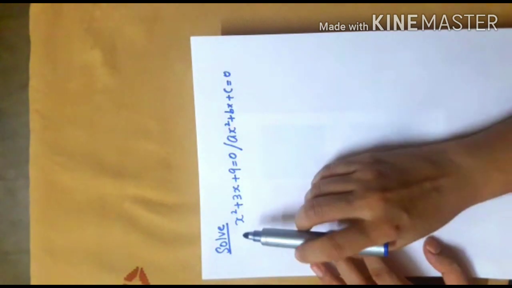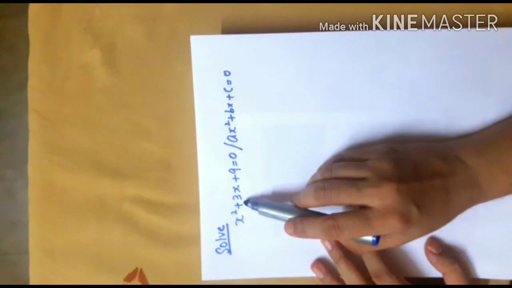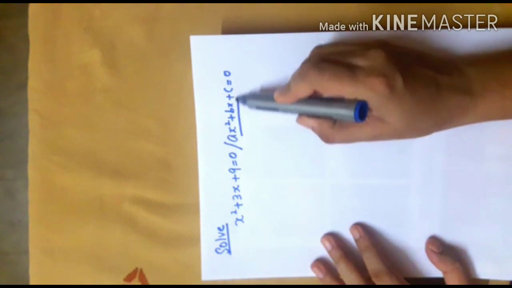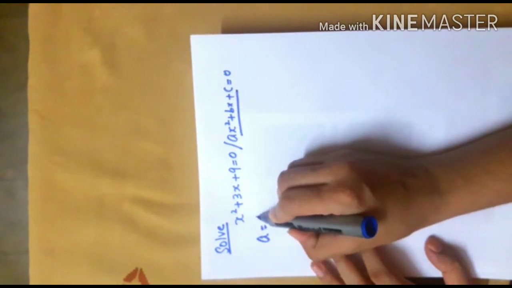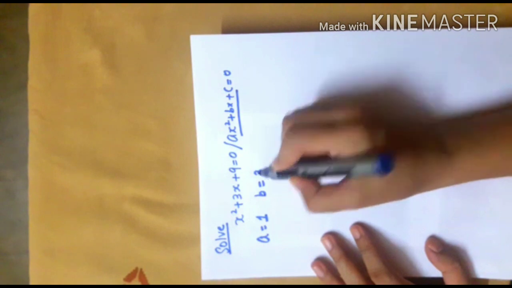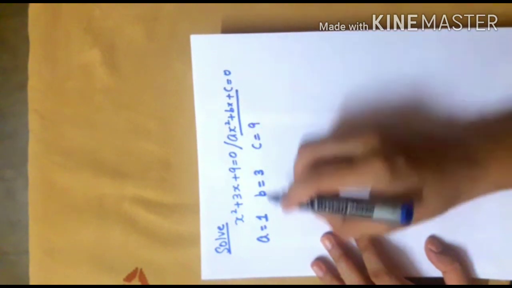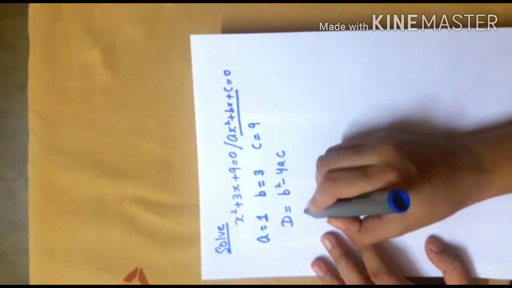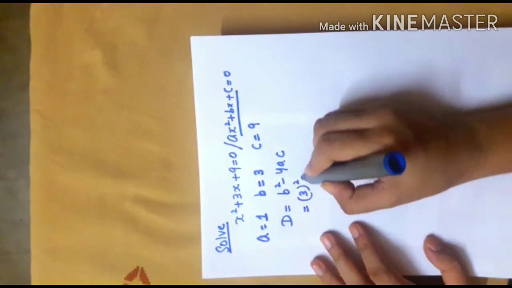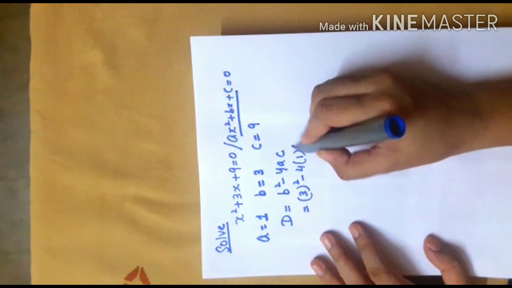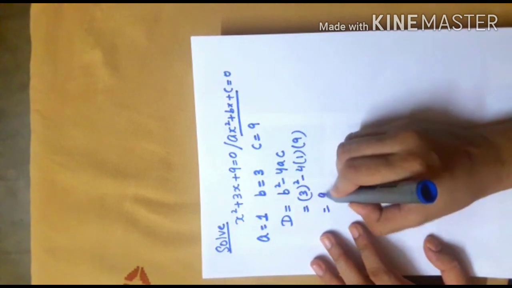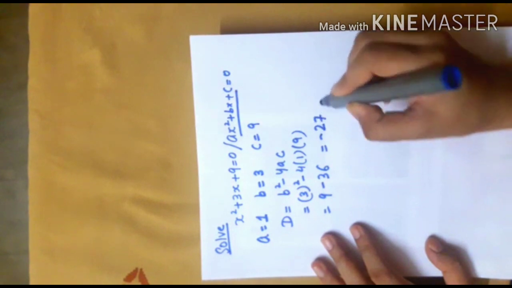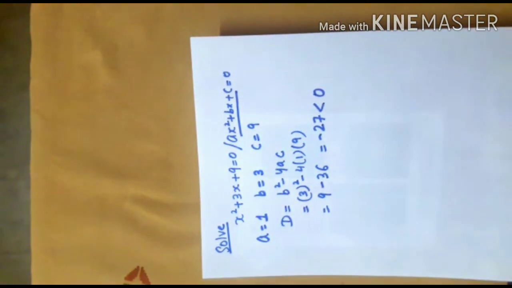Let's take another example. Solve x square plus 3x plus 9 equals 0. Compare it with the standard form. I'll get a equals 1, b equals 3, c equals 9. So the discriminant is b square minus 4ac. It will be square of 3 minus 4 into a is 1, c is 9. So it's 9 minus 36, which is negative 27, less than 0.